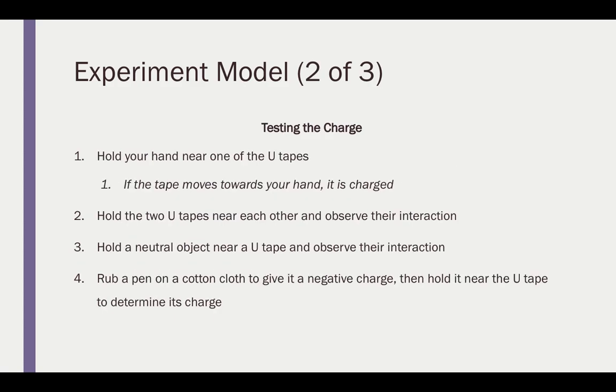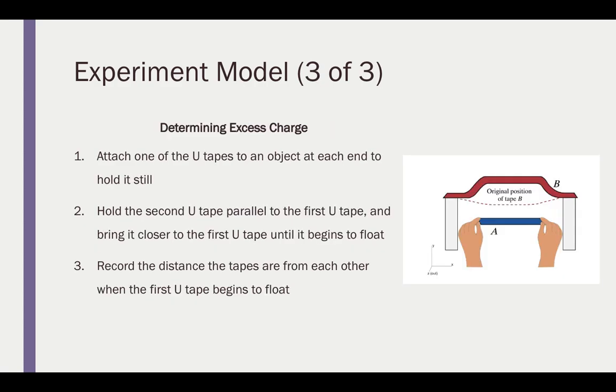The second part of the experiment was testing the charge of the tape. So the first thing I did was I held my hand near one of the U-tapes, and I knew that if the tape moved towards my hand, then it had a charge. I then held the 2 U-tapes near each other, and I observed their interaction. I held a neutral object near one of the U-tapes, and I observed that interaction. And then I rubbed a pen on a cotton cloth to give the pen a negative charge, and then I held the pen near the U-tape to determine its charge.